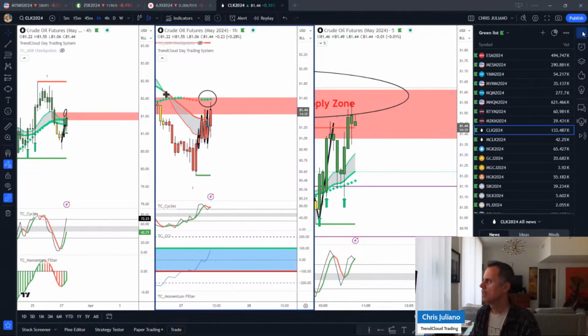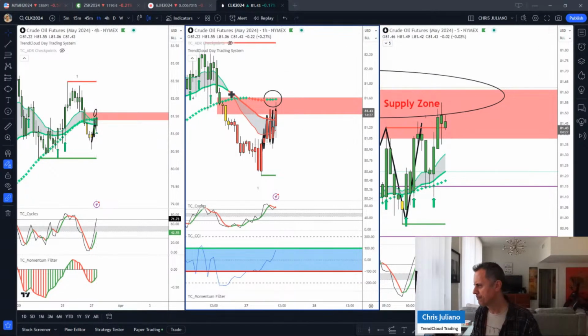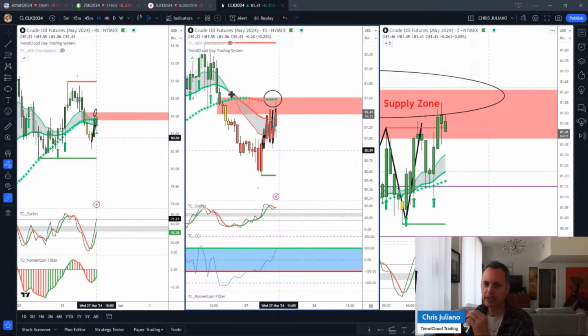TrendCloud does allow automated signals to go to your phone so that if you're sitting at the dinner table and you're like, oh, wow, hey, I just got an alert. Crude oil just hit my supply zone. I want to take that trade. And you can now go and take the trade, but you have to take the trade. It doesn't do it for you. It's not an automated system. It's a discretionary system.